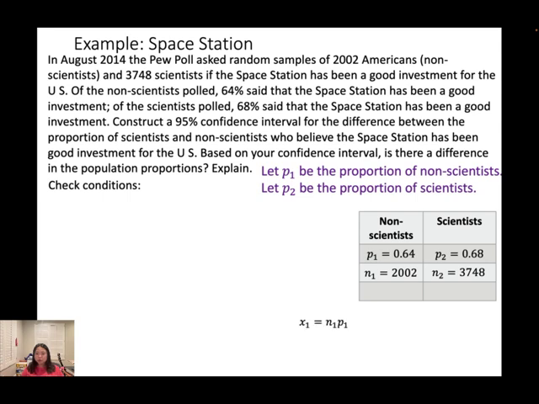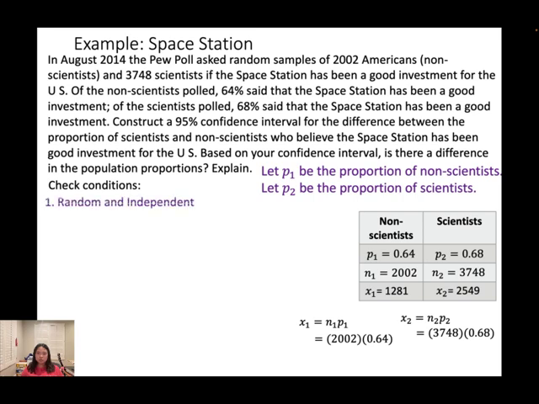Okay, now I want you guys to calculate the number of successes. So remember this formula? The number of successes equals the sample size times the P1 here. So we have these two already. Use your calculator. You're gonna get 1,281. Okay, find out the X2. You should get 2,549.